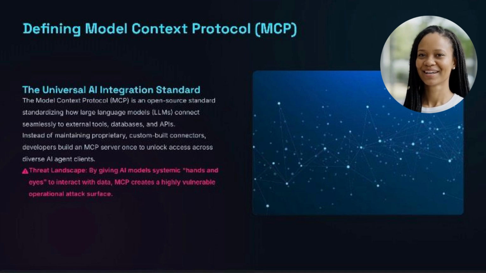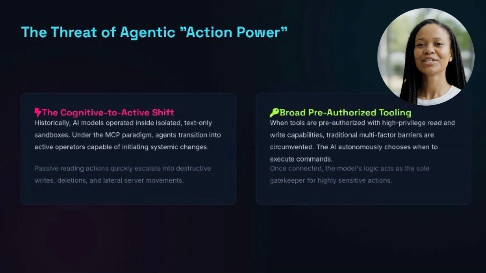Model Context Protocol (MCP) is an open source standard that replaces custom API connectors with a uniform client-server bridge, allowing LLMs to directly read files, query databases, and call APIs. While elegant for developers, it creates a massive security risk. It establishes a direct automated pipeline between untrusted natural language prompts and your internal production environments. Let's break down the mechanics of this threat.